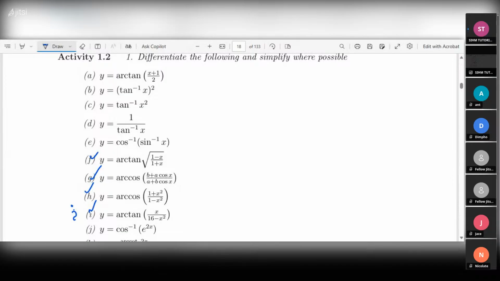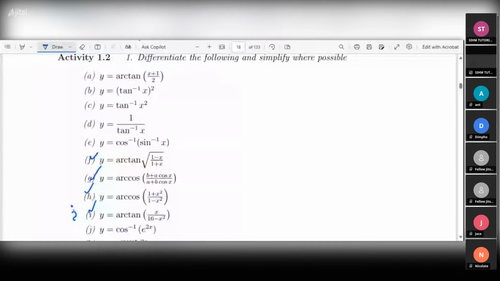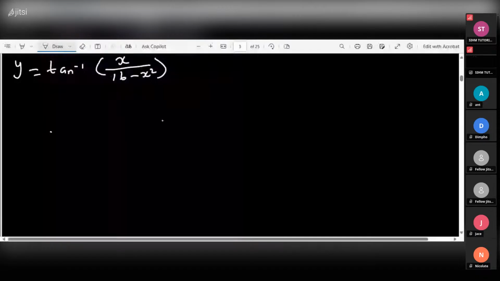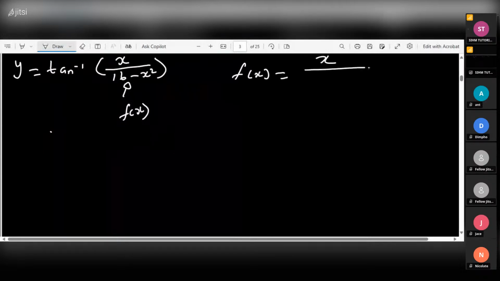So we have y equals 2 times arc tan. Is it arc sine? Let me confirm. It's arc tan. So it's y equals 2 tan inverse of x divided by 16 minus x squared. So as you know, this is your function, your f of x. Since this is your f of x, remember you should derive it first. So x divided by 16 minus x squared.